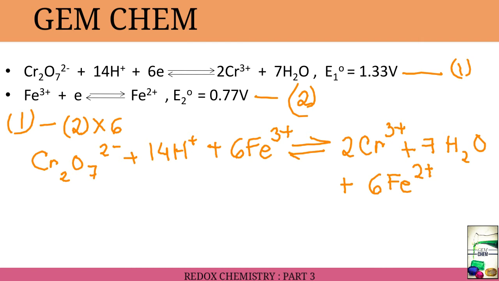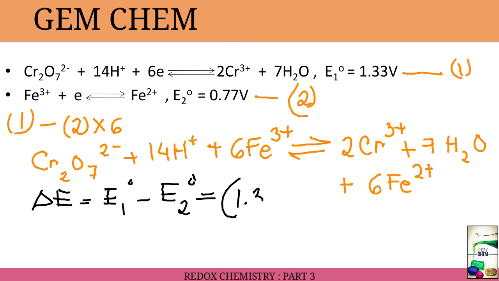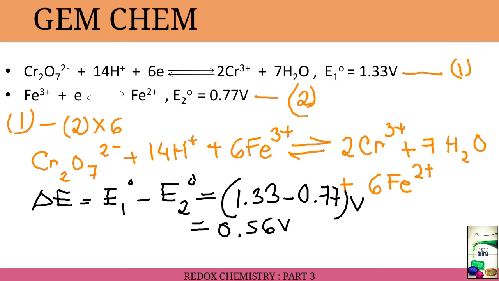Now we need to get the amount of potential. So delta E can be written as E1 0 minus E2 0. Previously we learned that stoichiometry does not matter in this case. So it is 1.33 minus 0.77 volt, and the answer comes to be 0.56 volt. Now we will write the equation.